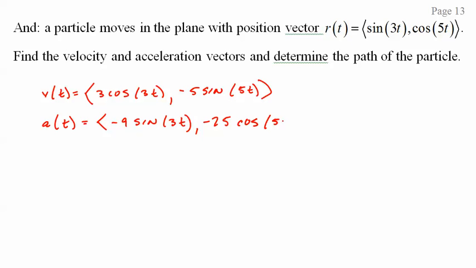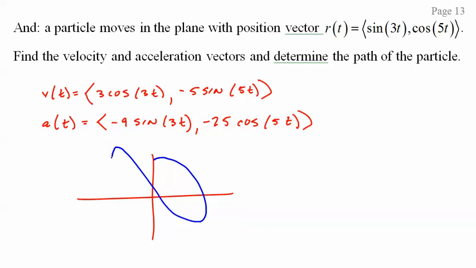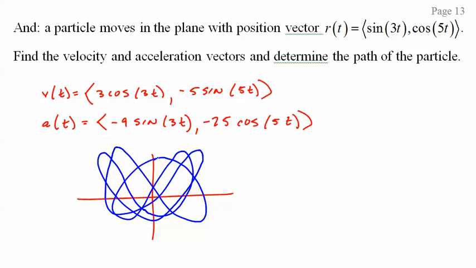So then it says determine the path of the particle. Well, this is where you put it into your calculator, and you're going to find some very interesting things. Again, I think this is why mathematicians like parametric equations. They can really go crazy. It'll look something like, and I'm not sure the starting point, something insane like that.